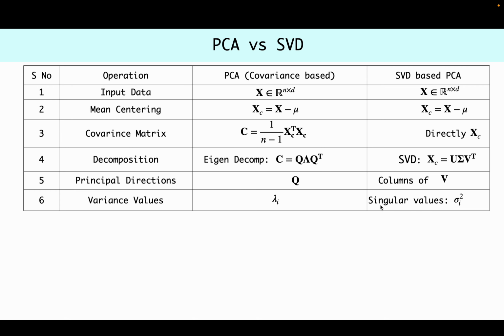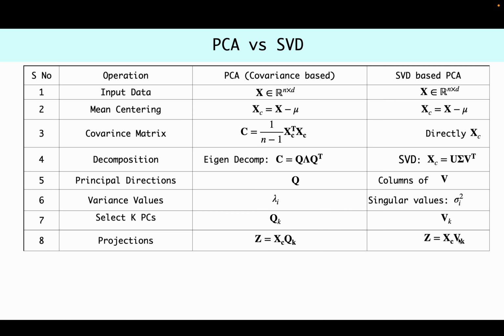In fact, lambda and singular values are very much related. You can compute singular values by taking the square root of the lambda values. So out of the many principal components, we take the k dominant PCs by choosing the eigenvectors of the k maximum eigenvalues. Those eigenvectors are placed in Qk and Vk in the case of SVD based PCA, and projections are calculated as follows, where z is equal to xcqk, whereas here z is equal to xcvk.